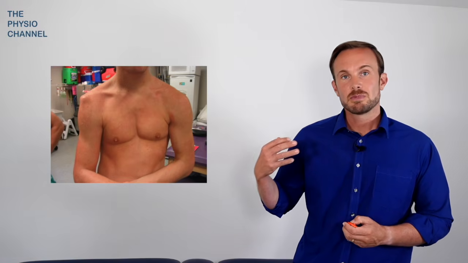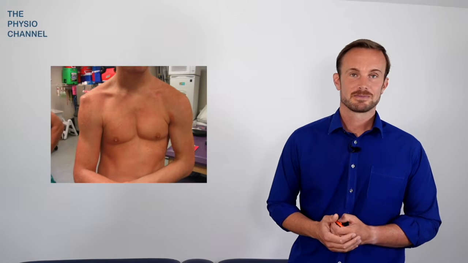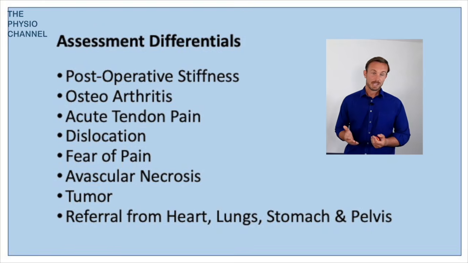It may just be excruciating shoulder pain, which is significantly limiting movement, and this might be caused by an acute tendinopathy. There may have been a recent dislocation, and the shoulder might be in a state of protective spasm. There may be significant fear of pain from movement. A more serious cause of ongoing shoulder pain might be avascular necrosis or a tumour. Shoulder pain can also be referred from the heart, lungs, stomach and pelvis. So if the patient's had any procedures to those organs, that might be the cause of their shoulder pain.